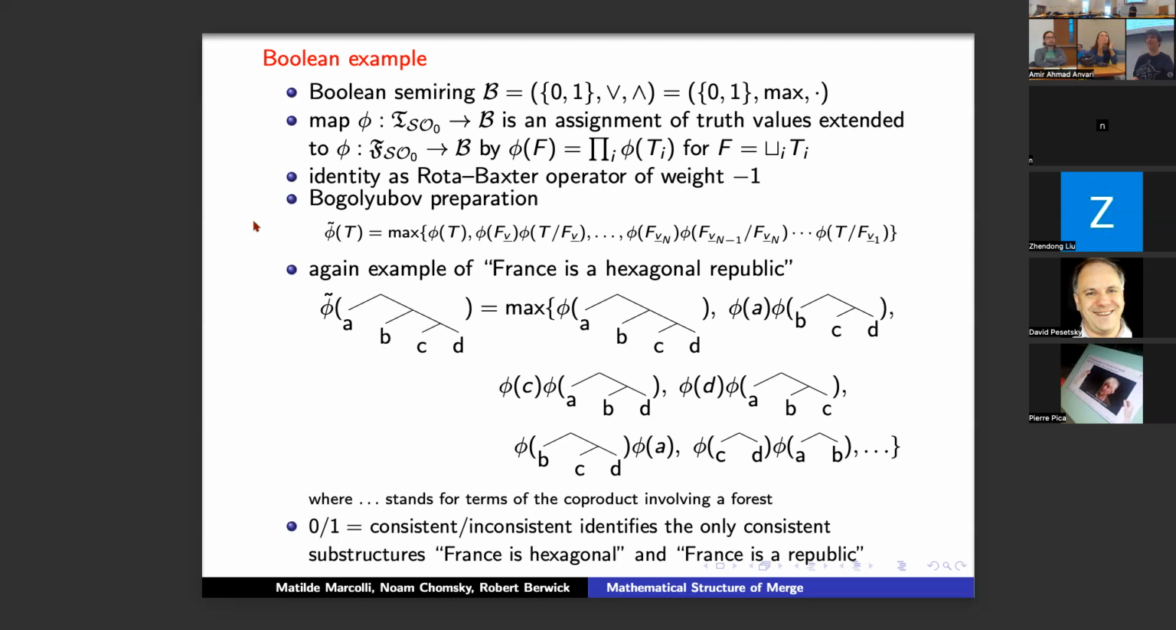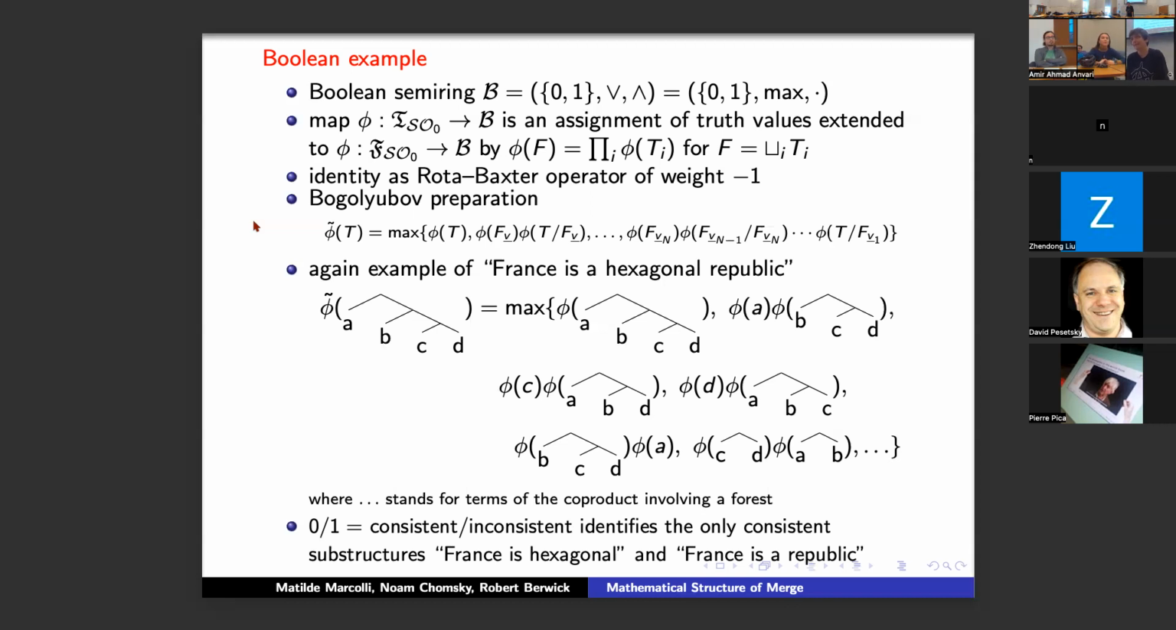Good. But once you filter out all of the problematic terms, aren't you left essentially with the value of France as a republic? So exactly, this is telling you that the maximal substructures that are okay in this case are the ones where you take only France is hexagonal or only France is a republic, and those are the only maximal substructures where you can get a good parsing.